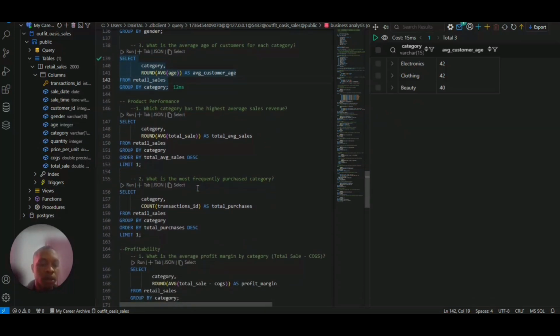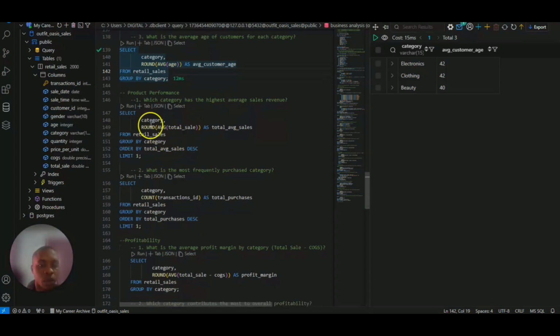All right, the next section of the analysis was on product performance. And the number one question, which category has the highest average sales revenue? You can see the average sales revenue is coming mostly from the beauty category with 469 on average sales.